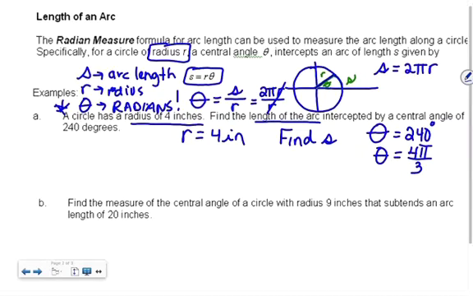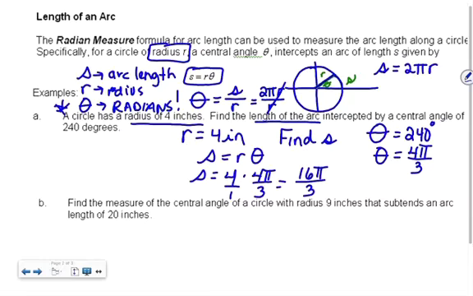So we have to change that angle. Now I'm going to use S equal R theta. I'm going to plug in 4 for the radius. I'm going to plug in 4 pi over 3 for the angle. And I'm going to multiply them together. Now if I'm not allowed to use a calculator, I might leave it 16 pi over 3, because that's a better answer than the decimal approximation. This is the exact answer. When you do the decimal, it's just a rough approximation.